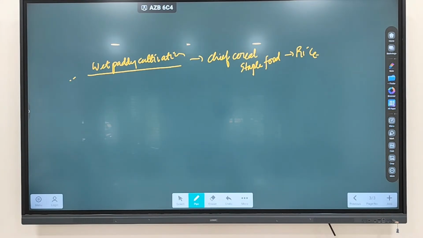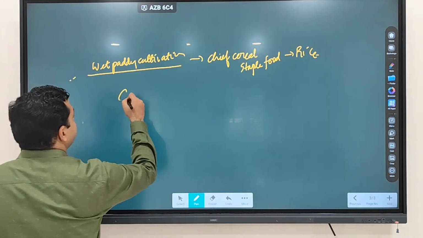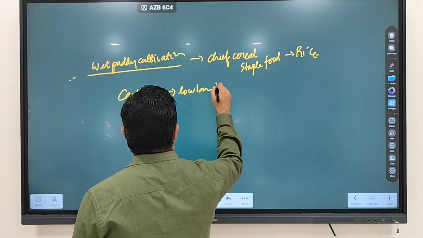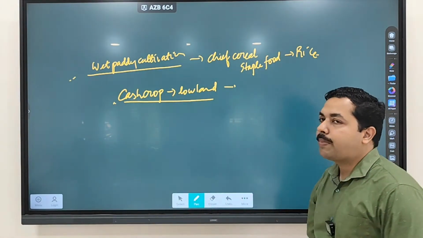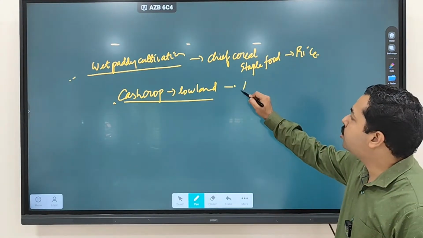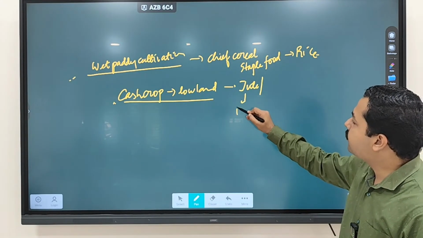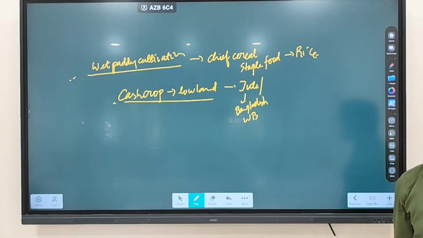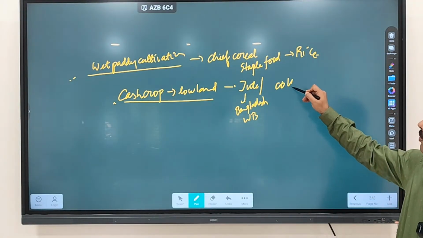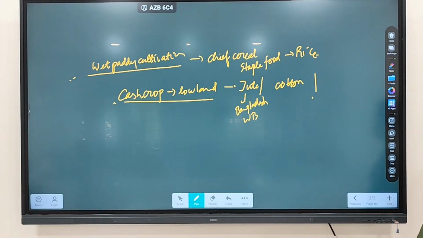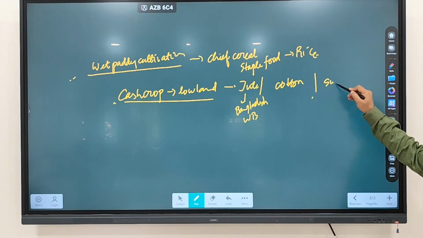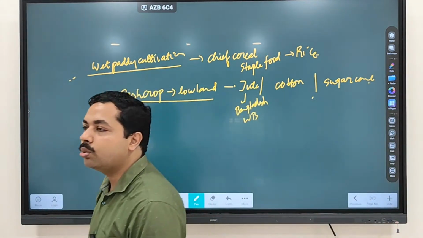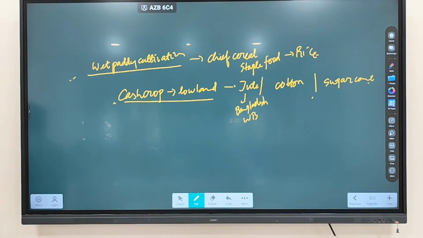In lowland regions, you'll also find growth of cash crops. Fine. Along with paddy cultivation, you can also grow cash crops like jute. In India, in Bangladesh and West Bengal, where rainfall is very high, you go for jute crops. You also grow cotton, which is also a cash crop. Then you'll also see sugarcane. All these are crops that you also grow in lowland areas. So cash crops are also grown.